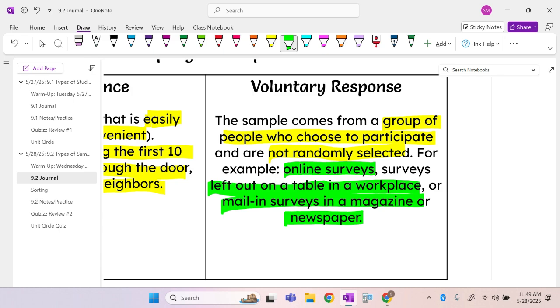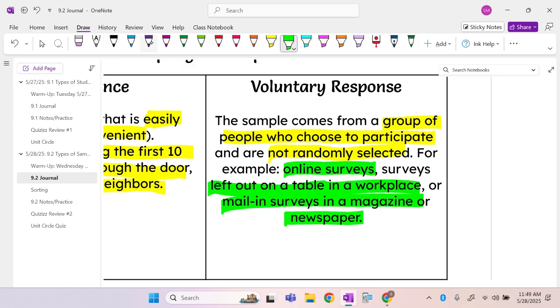Or another example would be if the school sends you a Google form survey and says, fill this out at your convenience, and you just don't do it. Voluntary response. So based off of that, would this be a biased or unbiased sample? It's definitely biased.